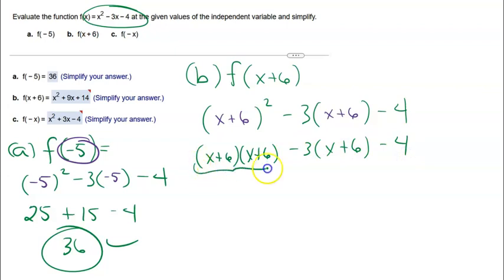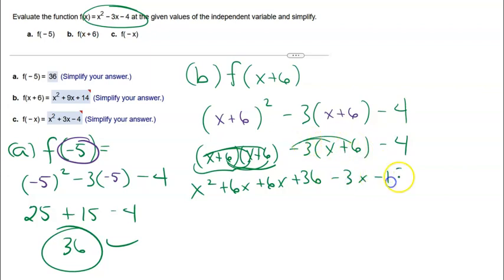Now, I'm expanding this. So x times x is x squared. x times 6 is 6x. 6 times x is another 6x. 6 times 6 is plus 36. Okay, remember FOIL, first, outer, inner, last. That's what's happening right there. -3 times x is -3x. -3 times 6 is -18. And then you subtract 4.